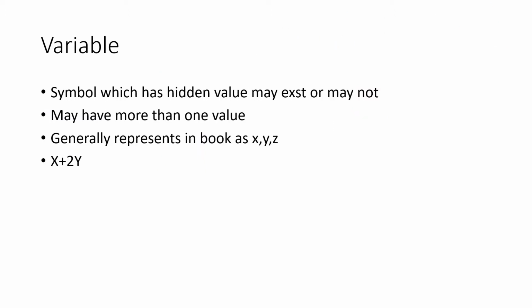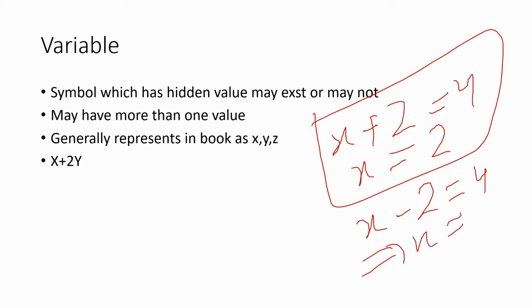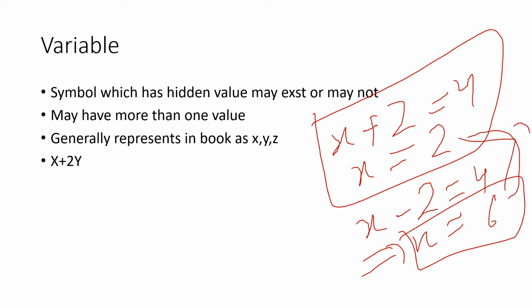Now after this we will describe what variables are. A variable is actually a hidden value. It may vary from one equation to another equation. For example, we know that x plus 2 is equal to 4. So what is x? x is equal to 4 minus 2, or 2. So this is the value of x. Similarly, if we write x minus 2 is equal to 4, it implies that x is equal to 4 plus 2, which is 6. So the value of the variable changes.